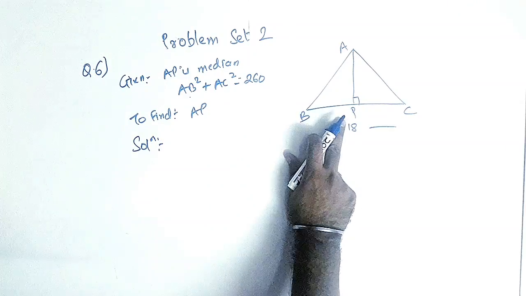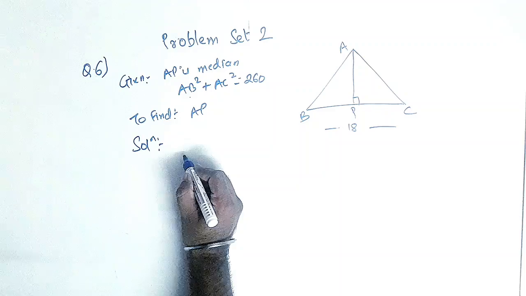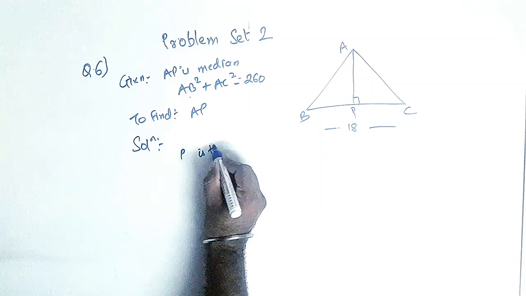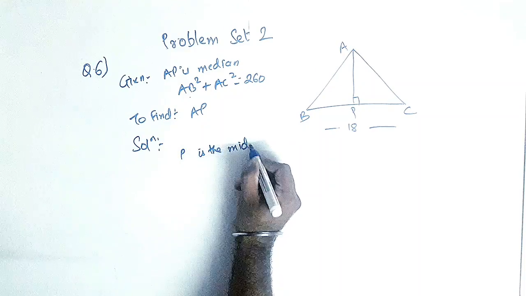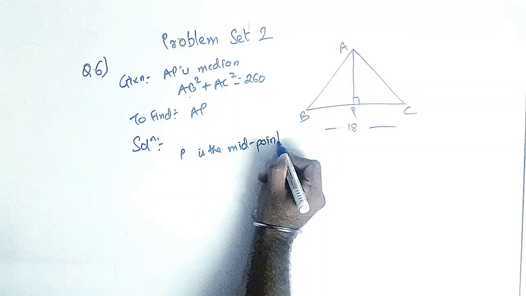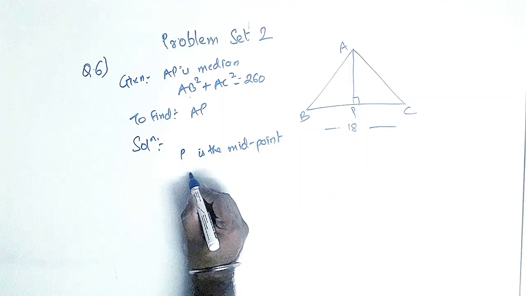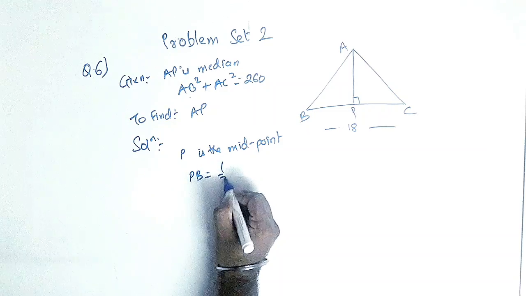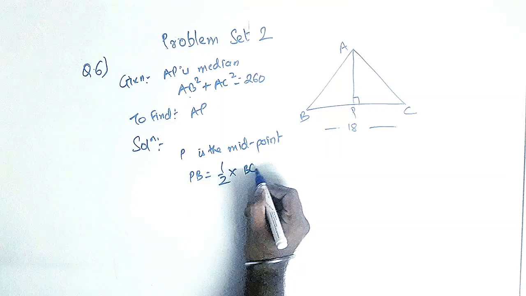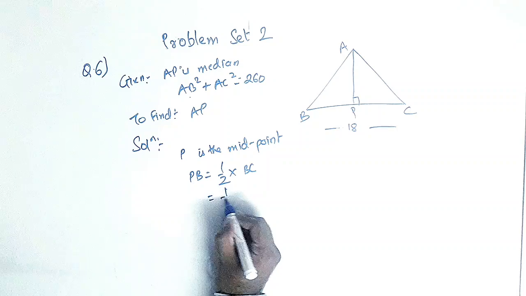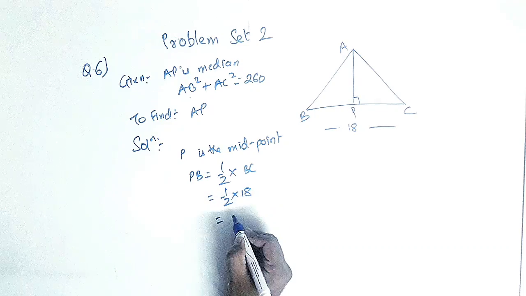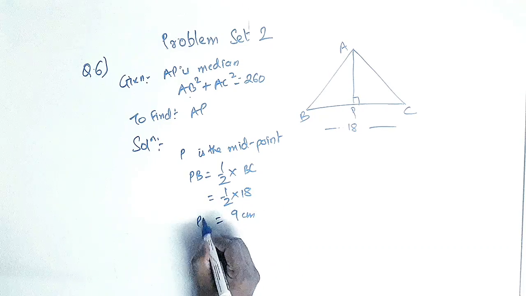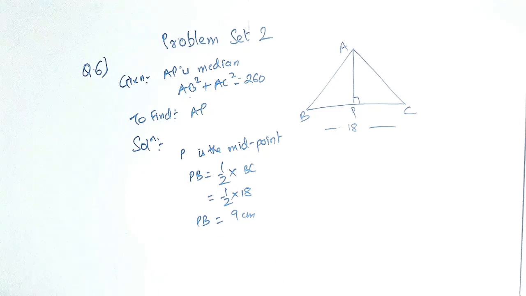First we will find PB. You know P is the midpoint. Because P is the midpoint, we can write PB equals half of BC. That is half of 18, so half of 18 is 9 centimeter. PB equals 9 centimeter. Correct? Now, we can use here Apollonius theorem.